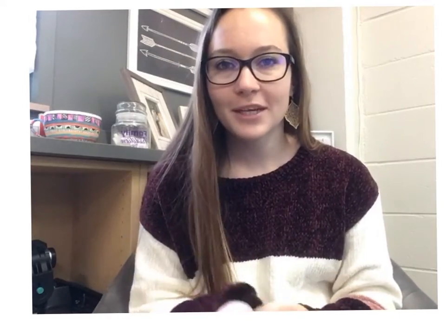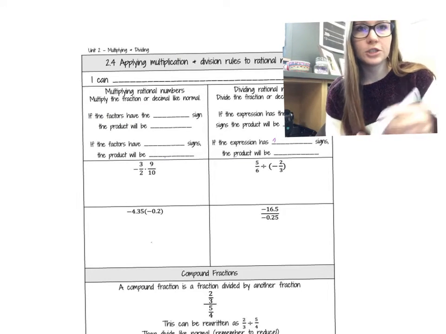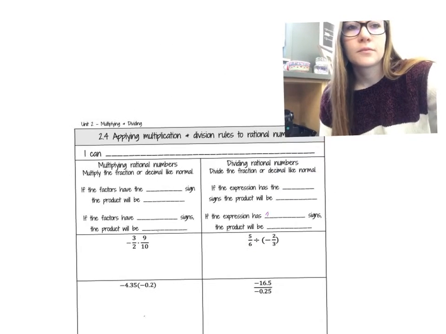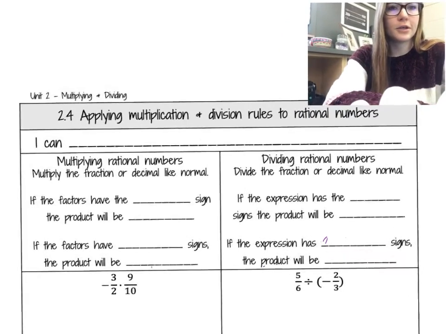So we're in 2.4 of your Unit 2 packet, so make sure you're open to that page. You got a pencil? Let's get going. Woo! Okay, so like I said, we're in 2.4, so make sure you are on that page. Okay. Whoops. Move me. Here we go.